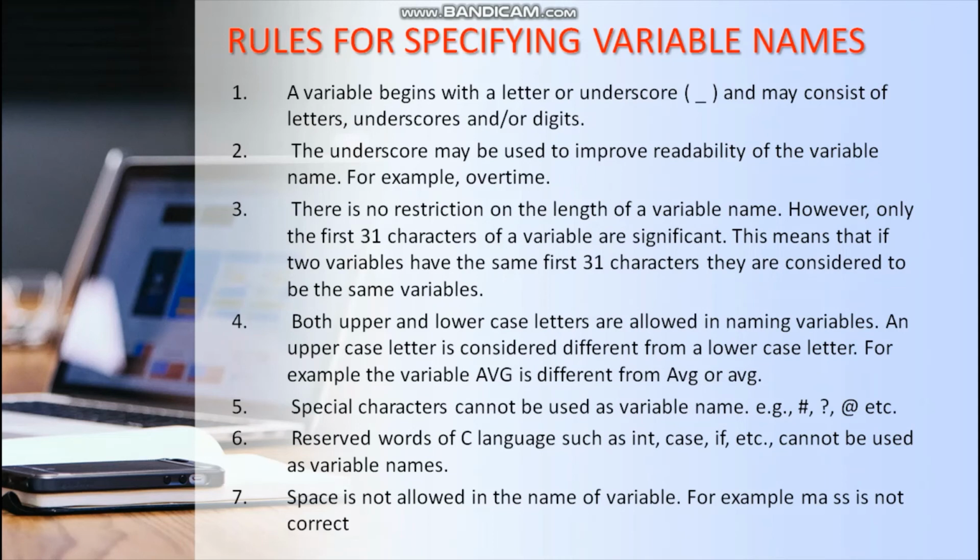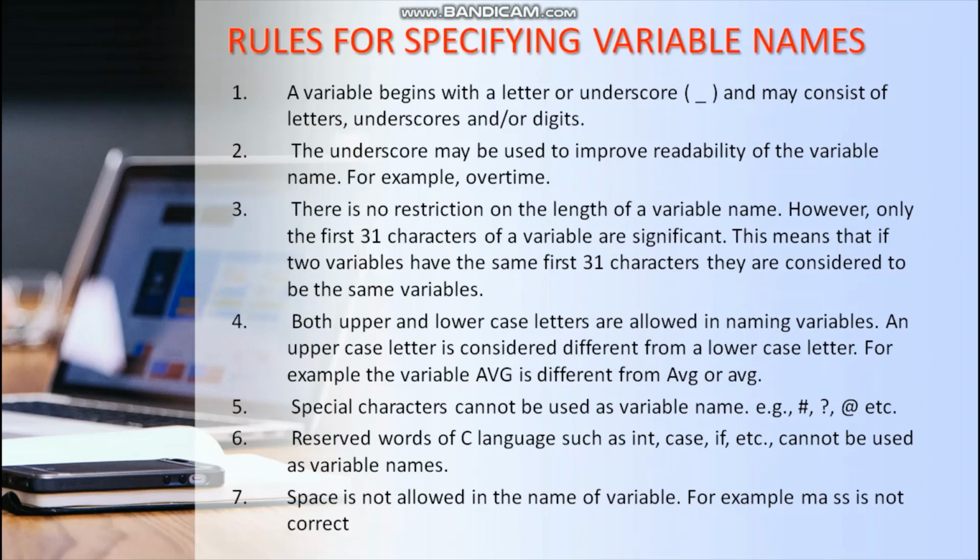The fifth rule: special characters cannot be used in a variable name, for example percentage, hash, dollar sign, or any other special symbols. The sixth one: the reserved words that we discussed in the beginning of the chapter. The words which have special meaning in C language are called reserved words. Reserved words like int, case, if, else cannot be used as a variable name.